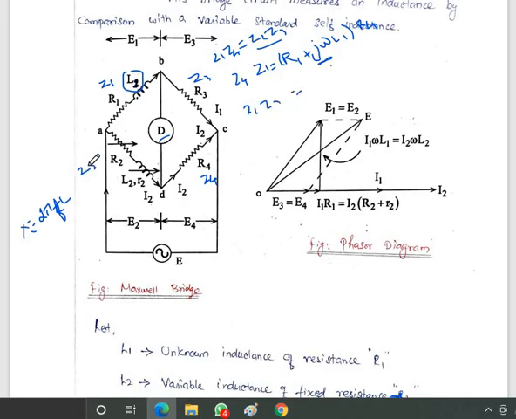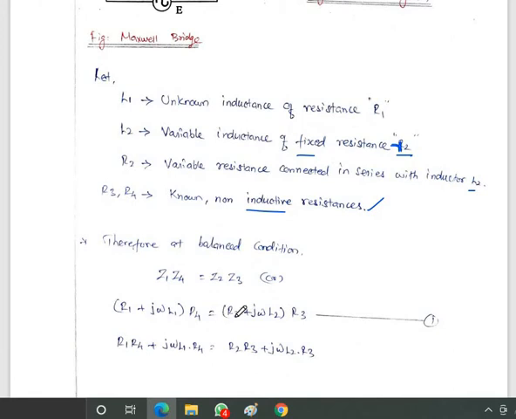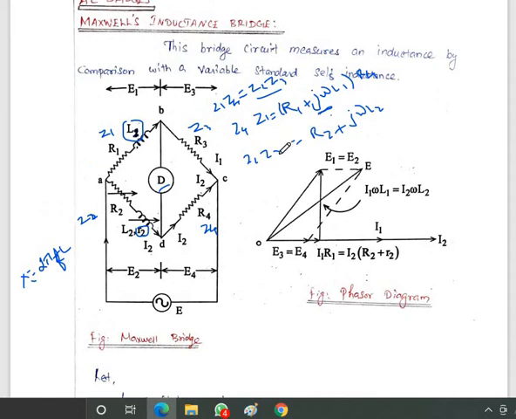Z2 is R2 plus j omega L2, because here we have inductance L2, j omega L2, plus we have to consider a small resistance. It may consist of a small resistance R2, which should also be included in the value. We are not considering that, because the resistance is internally included, so we have not mentioned it here. This is multiplied with Z3, and Z3 is nothing but R3. So we can find the balanced parameters.